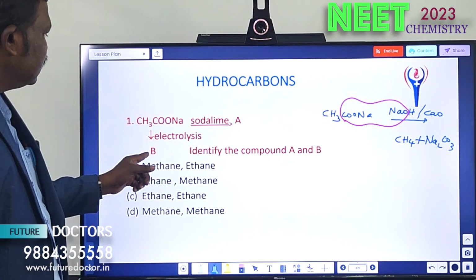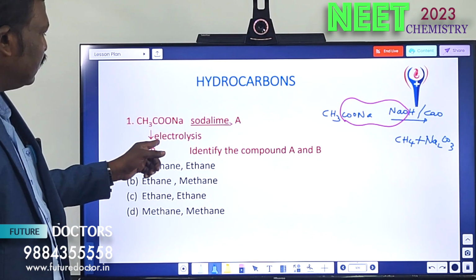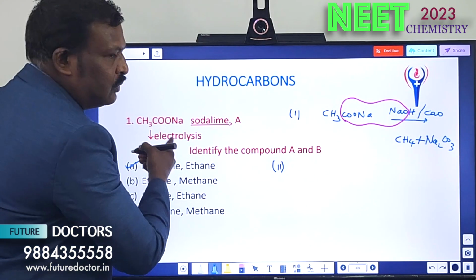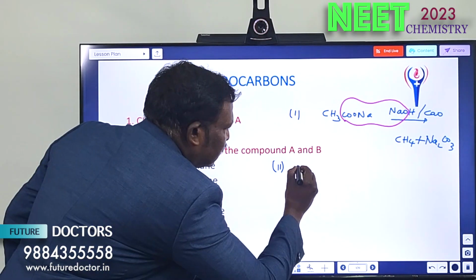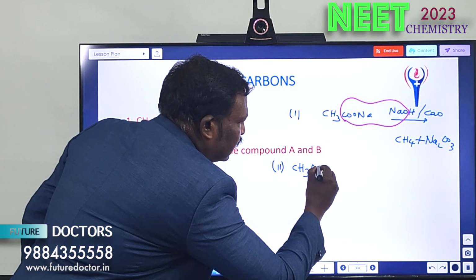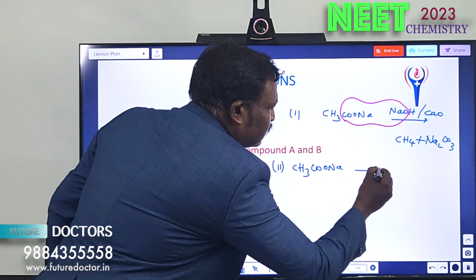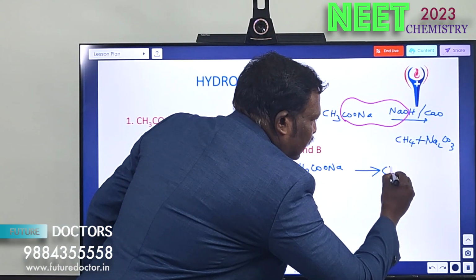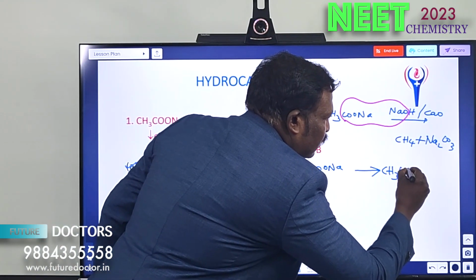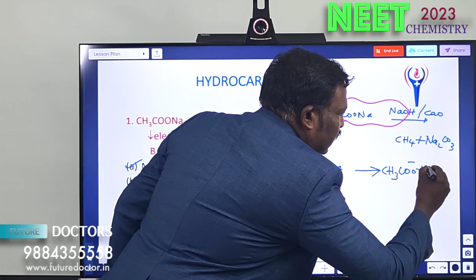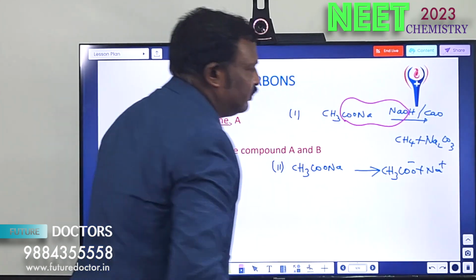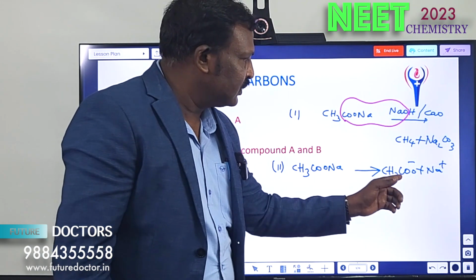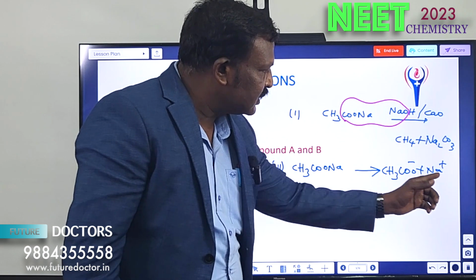Now go to the second one: CH3COONa on electrolysis. The second one is the same CH3COONa, sodium acetate, on electrolysis. What happens? First of all, it is split into ions, giving CH3COO minus plus Na plus. It is an electrolyte, so only on electrolysis does it produce ions. It is an anion, and it is a cation.